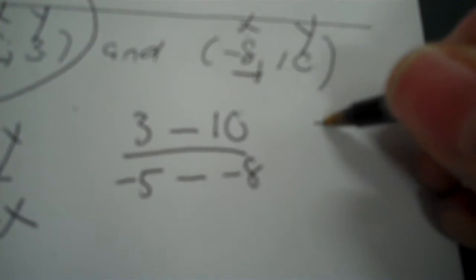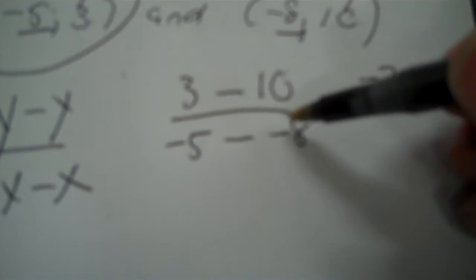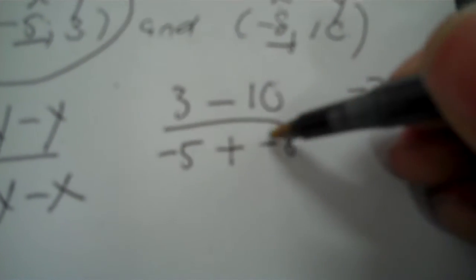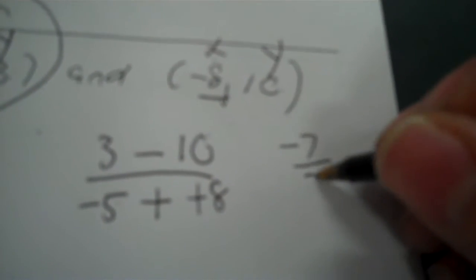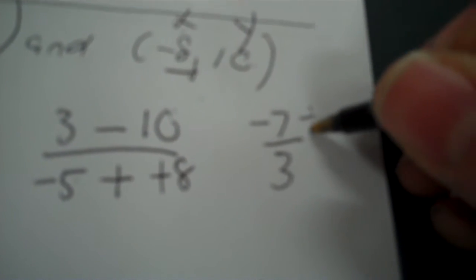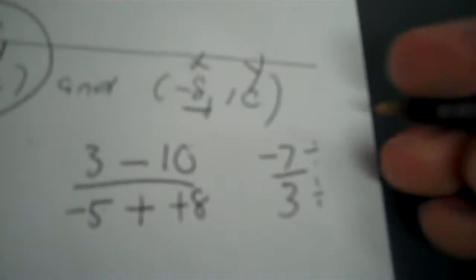So 3 minus 10 is negative 7. Now I have negative 5 and I'm minusing a negative 8. Well, that's like adding positive 8. So it's negative 5 plus positive 8, which is 3. Now attempt to reduce. 3 and 7. Here's 3, here's a 7. So you could reduce that by 1, but it doesn't reduce. It would just stay negative 7 over 3.